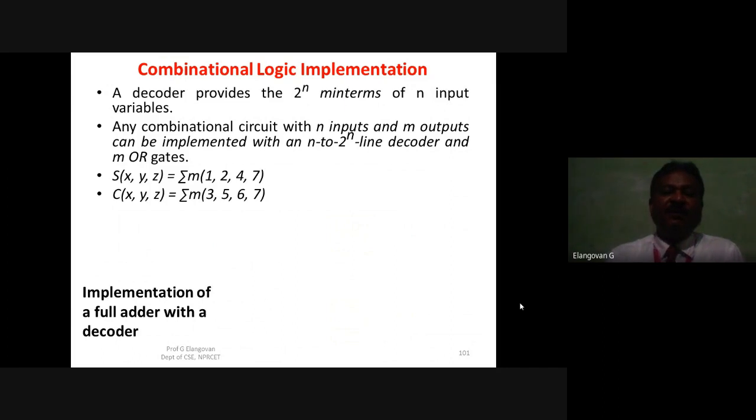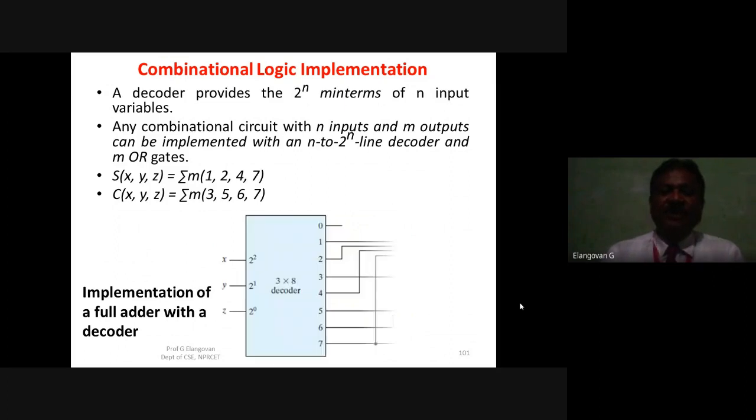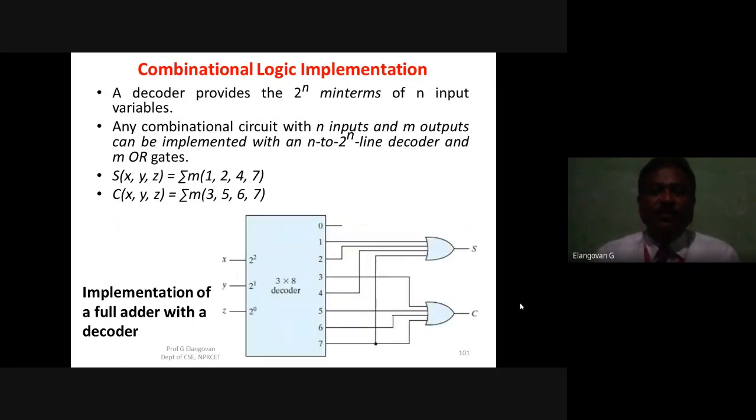This is an example of the implementation of a full adder. The sum and carry functions are given. If you take a decoder, a 3 to 8 decoder is given. The minterms 1, 2, 4, 7 you take and connect to an OR gate, and that output gives the sum. Similarly, 3, 5, 6, 7 you connect to another OR gate, and the output is the carry. In such a way, with the help of the decoder circuit, we can simply implement any other combinational circuits. And this is one case.